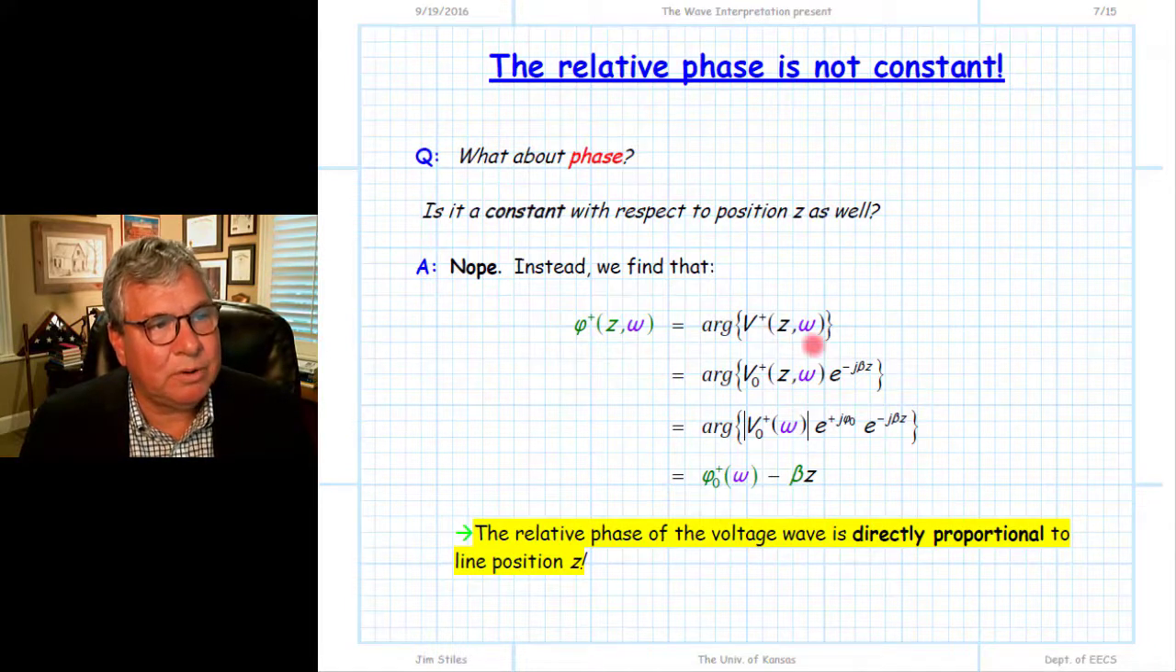If we go through and find that phase, what we find is a result that is given here. This phase term is the phase of the complex number V0 plus. And actually, there's another typo there. That z should not be there. This should be a constant. V0 plus is a constant. So strike out the z there.